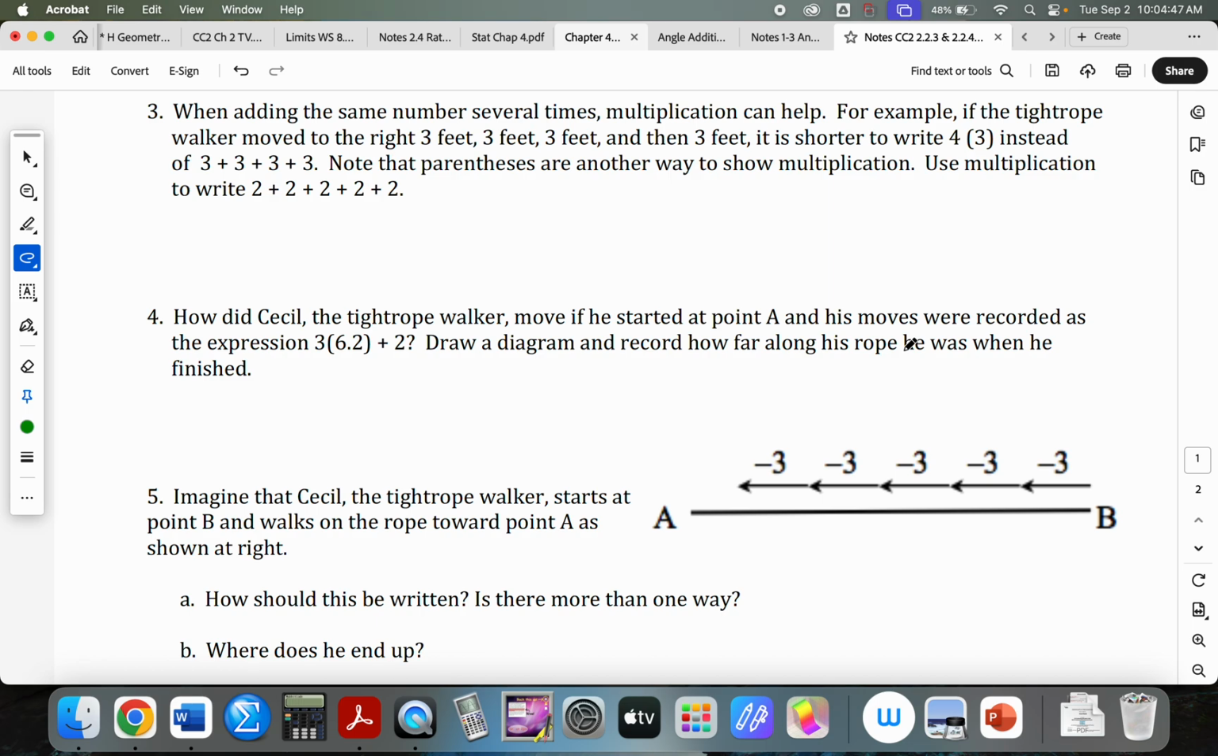Notice parentheses are another way to show multiplication. So in addition to the dot between the two numbers to show multiplication, if you have a number in front of a set of parentheses, that means multiply also. So if we use multiplication to write 2 plus 2 plus 2 plus 2 plus 2, how many 2's do we have? So that's 5 2's. Just a different way to write it.